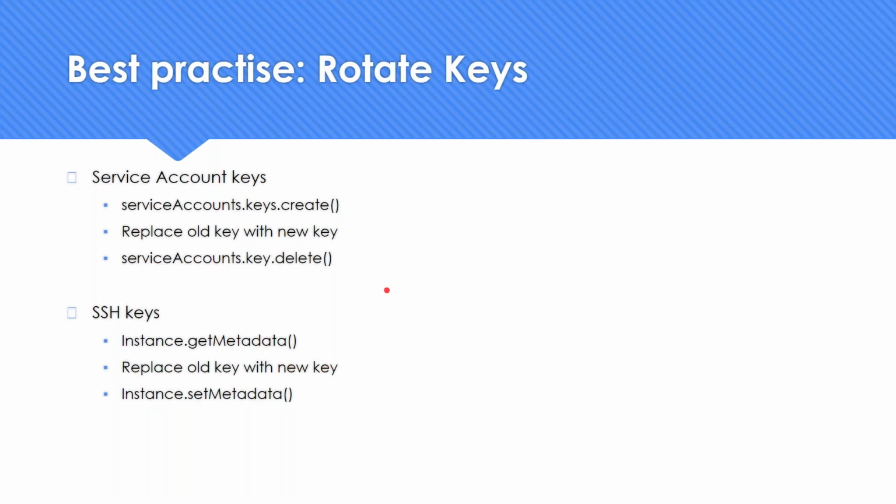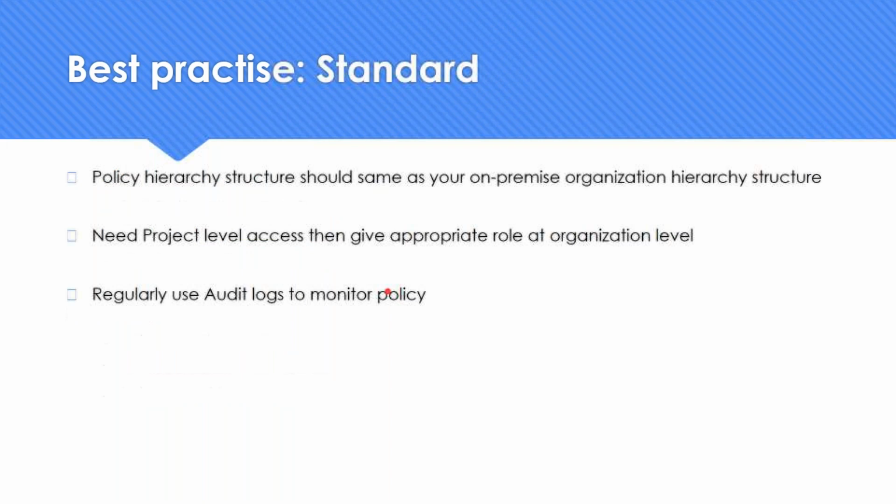That's another best practice. The next best practice is something very specific to GCP because GCP follows that hierarchy. What's there in your on-premise, you try to create the same thing in GCP also. Organization, super boss, boss, manager, that kind of stuff. If you create the same kind of hierarchy, it's going to be easier to manage it in GCP. So that's one best practice.